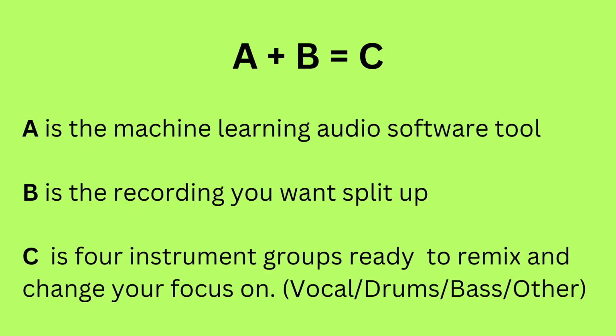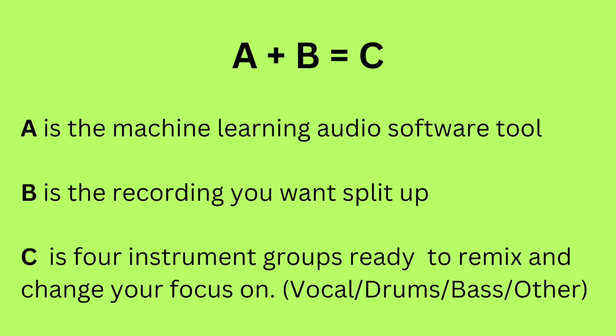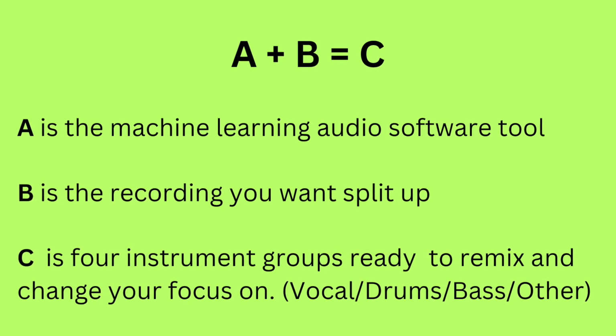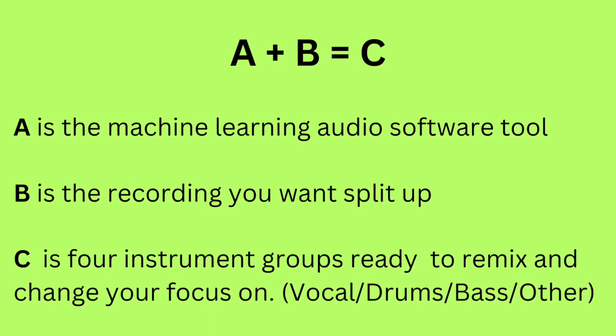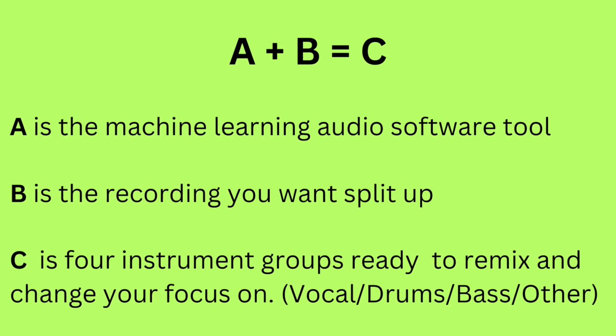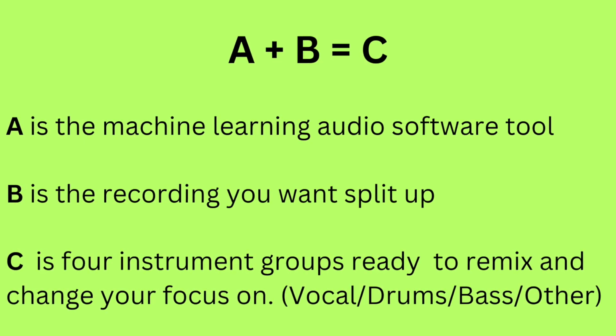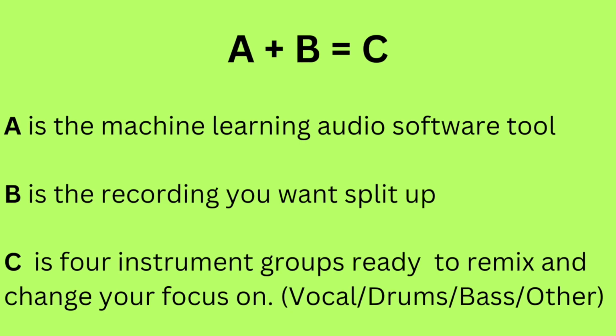What is artificial intelligence for this? Well, it's a machine. Simply put, it's machine learning. It'll take A plus B and give you C. Okay, it's pre-trained with stem isolation parameters. It knows what vocals sound like. It knows what drums sound like. It knows what bass sounds like. A plus B. B is the subject matter.